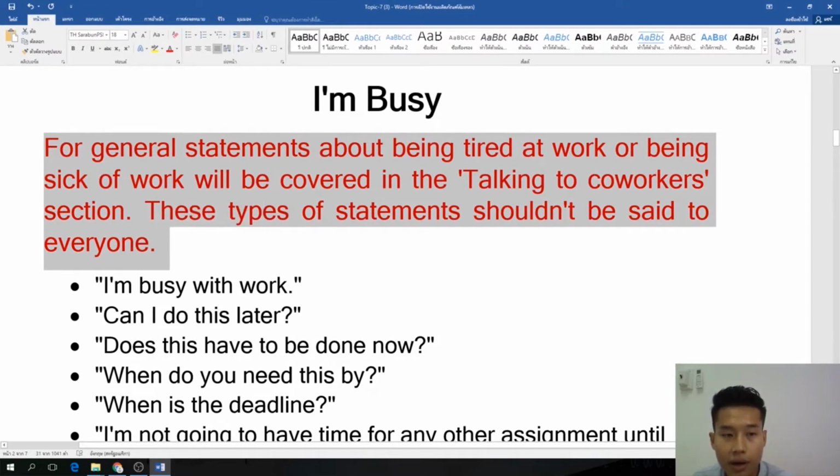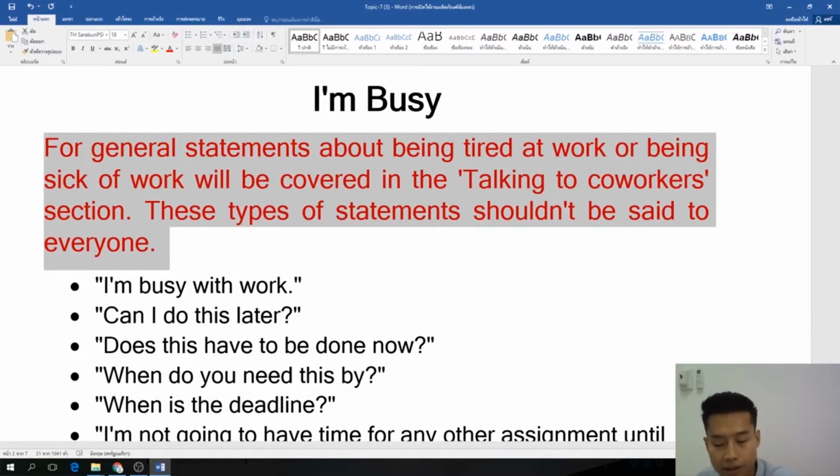So I'm busy here, right? The general statement about being tired at work or being sick at work will be covered in the talking to the workers section. This type of statement should not be said to everyone. In this case, "I am busy" is good to say sometimes when you have a lot of things to do, but it should not be said to everyone. It's not a good word.